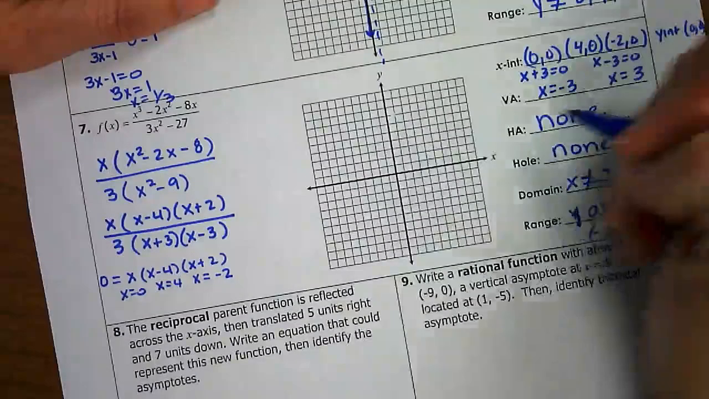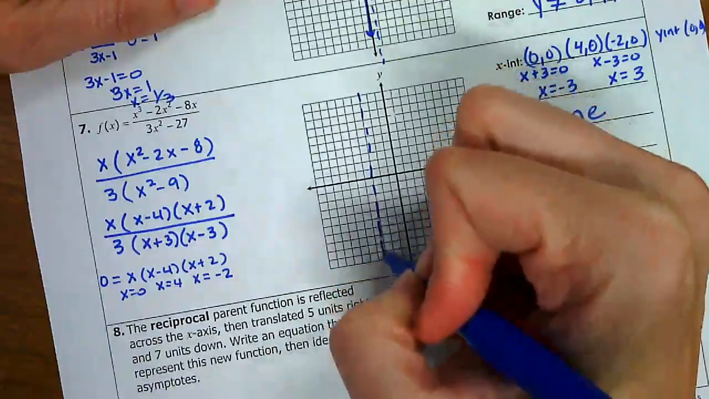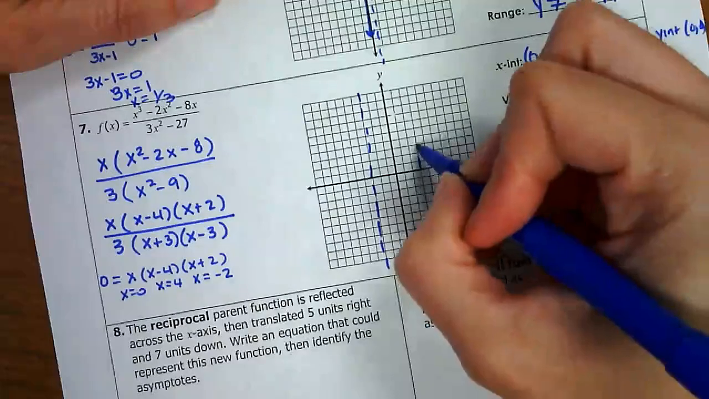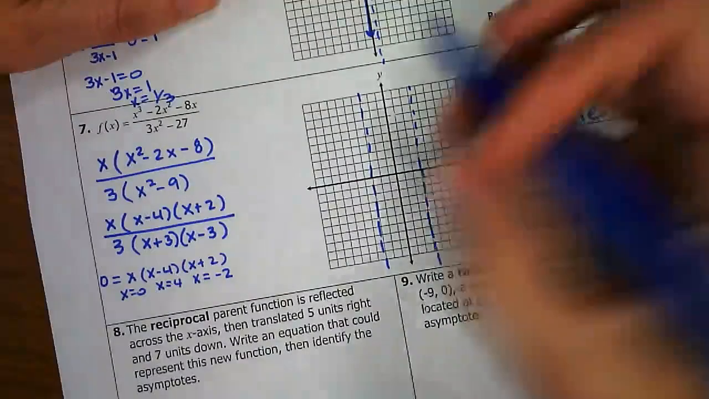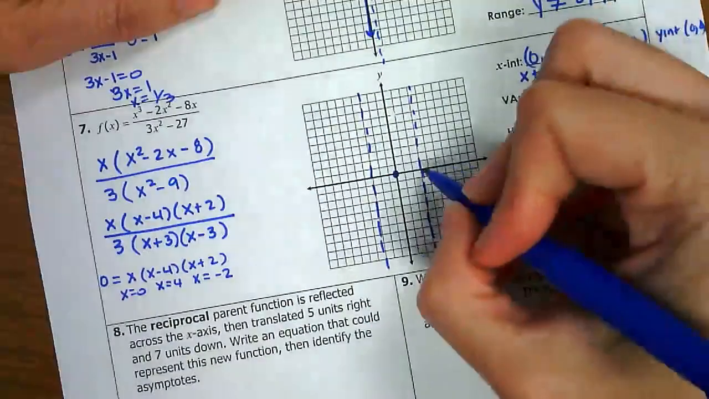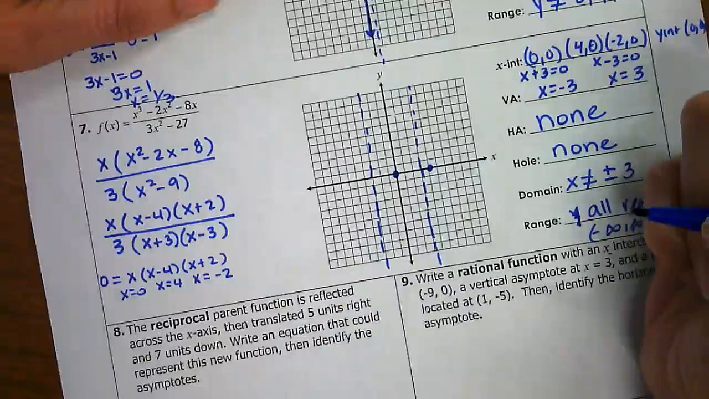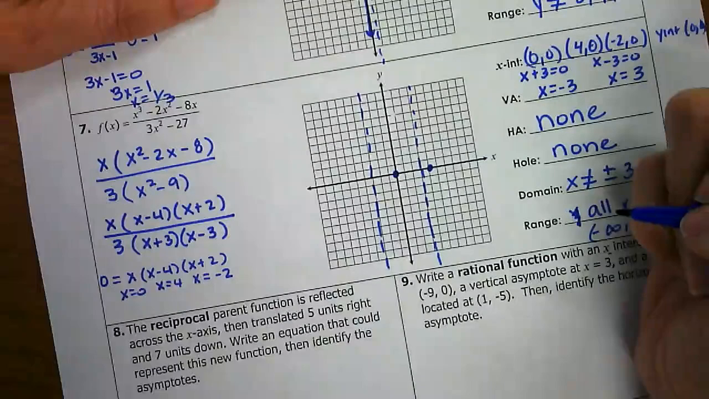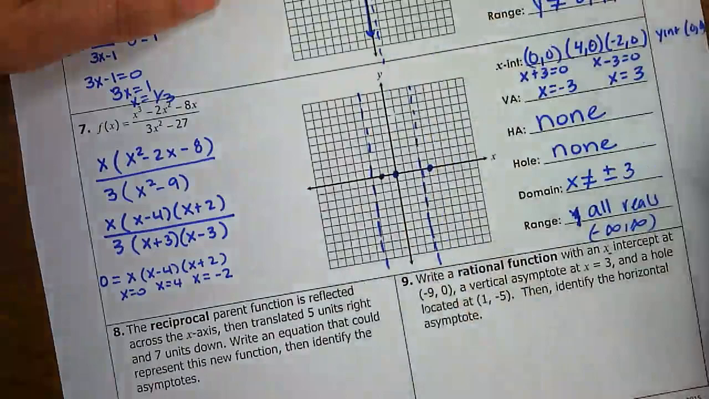Putting this on the graph. So 1, 2, 3, and 1, 2, 3, and then intercepts here, here, and -2, 0 here.